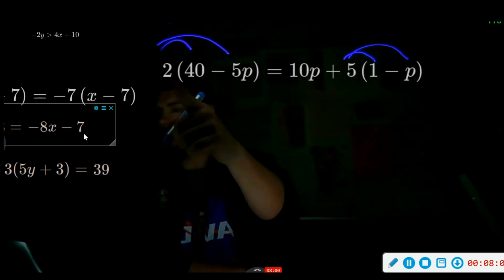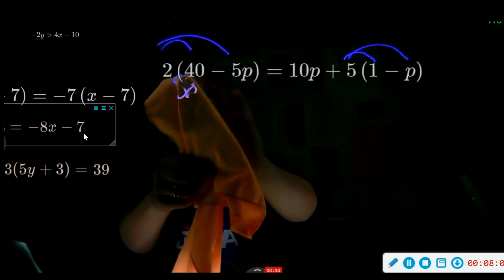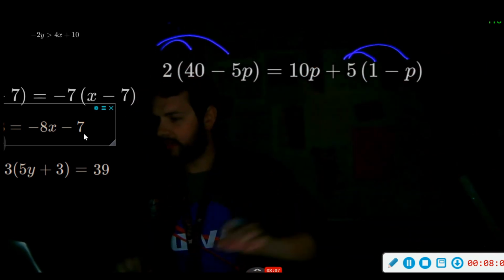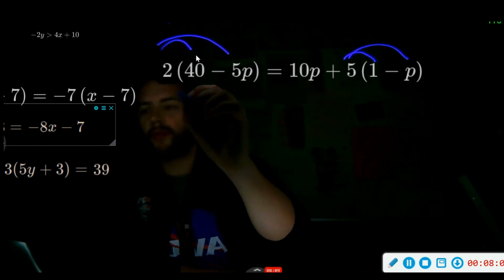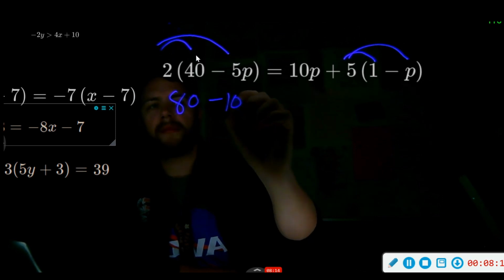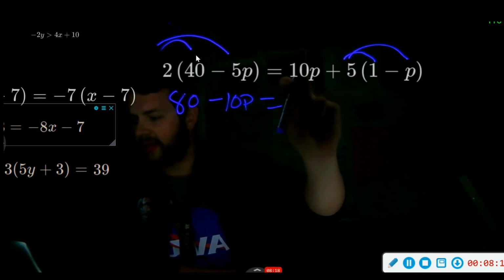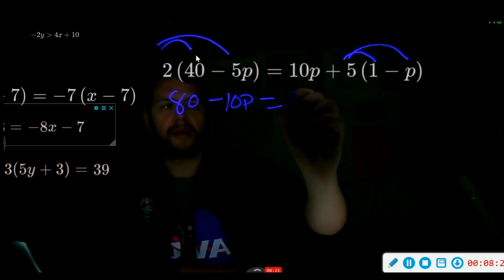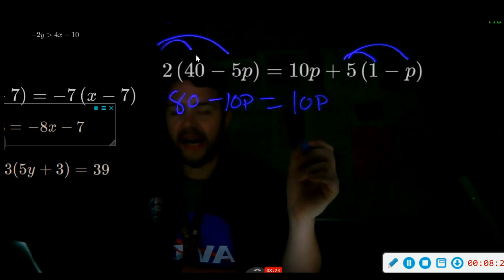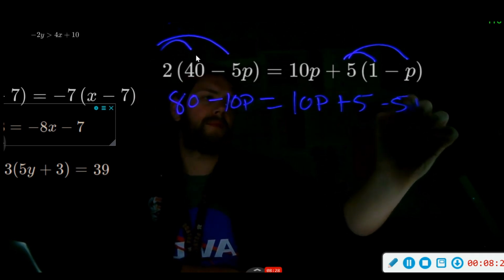Let's start here. 2 times 4 is 8p. 2 times negative 5 is negative 10, equal sign. Nothing is happening with this 10, so that's just going to drop down. 5 times 1 is a positive 5, and then 5 times negative p is negative 5p.